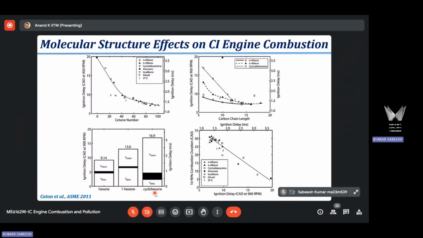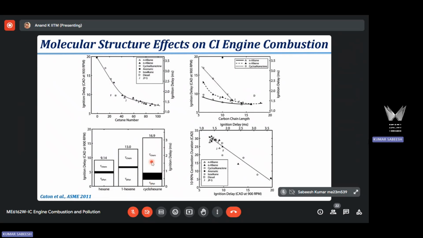Here you have three different molecular structures: normal paraffin, olefin, and cycloparaffin. If you have normal paraffin or olefin, the chemical and physical delay times are comparable. They are almost an equal split. But when you look at the cycloparaffin class, the physical delay time is less, and the chemical delay time is considerably high. What it conveys to us is that when you have a stable molecular structure, the overall delay time is influenced more by chemical delay rather than physical delay.